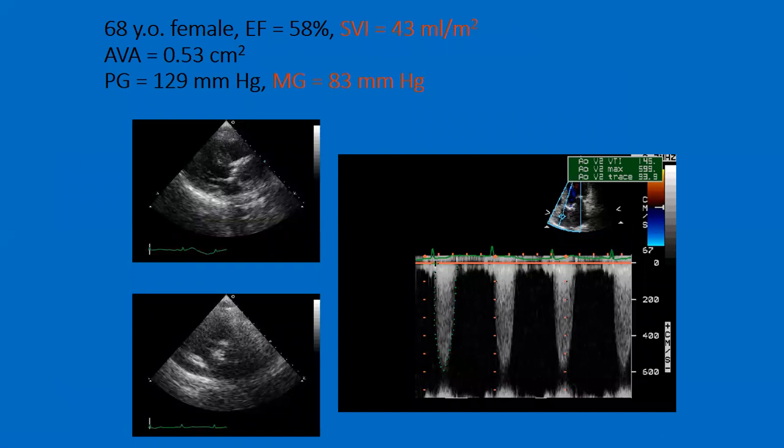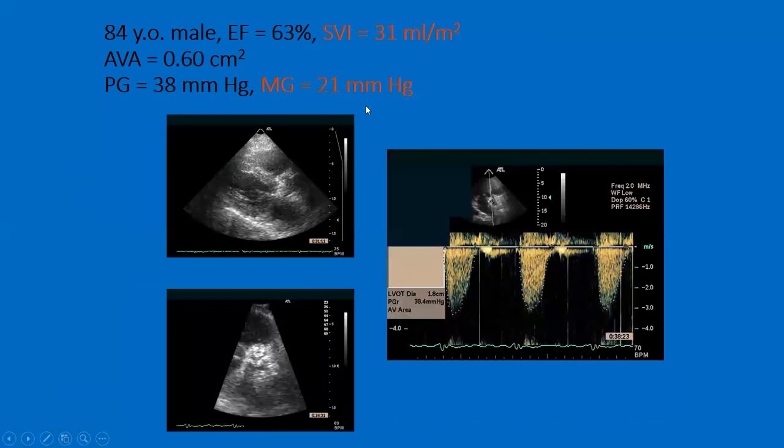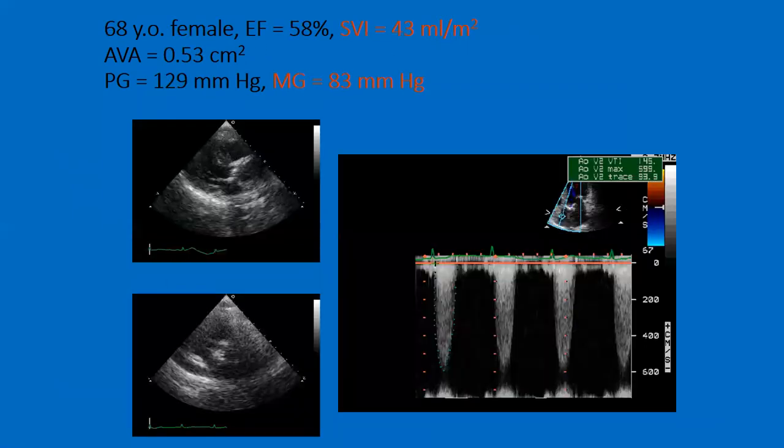So let me give you two examples. One is a 68 years old female with an ejection fraction of 58%, stroke volume index 43 milliliter per meter square, a calculated aortic valve area 0.5, with a peak and mean gradient of 129 and 83 millimeter mercury respectively. So this is a classic normal flow, high gradient, severe aortic stenosis. Stroke volume is more than 35, mean gradient is more than 40, and the valve area is less than 1.